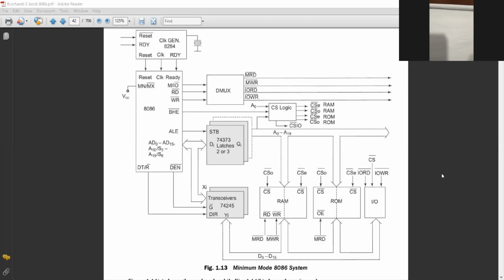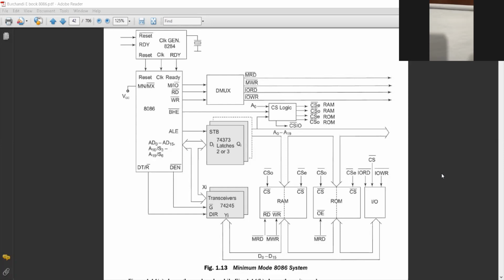DEN bar means activating the transreceiver. DEN bar is data enable; I will explain it at the time of pin configuration. To activate the transreceiver, DEN bar should be low, which means the data bus will not work unless DEN bar is low.